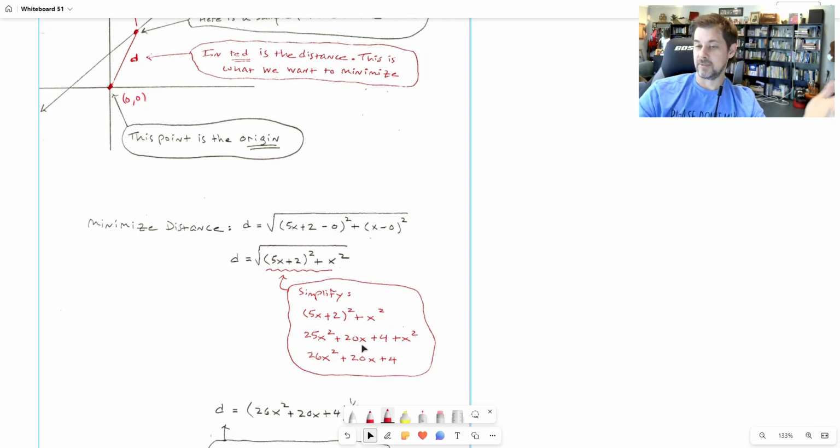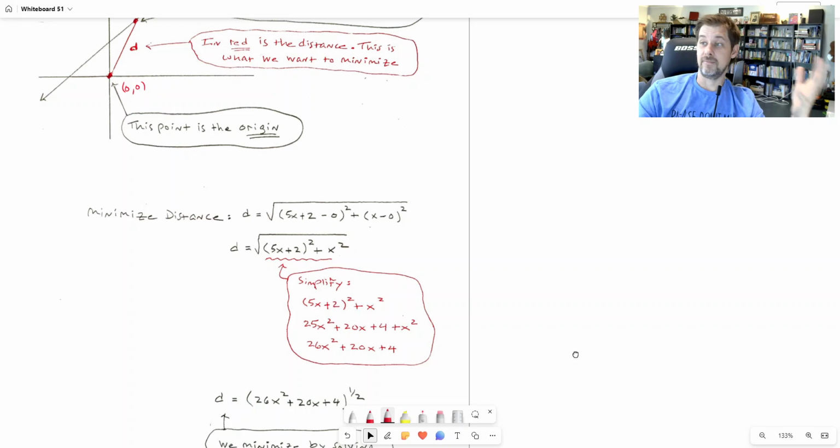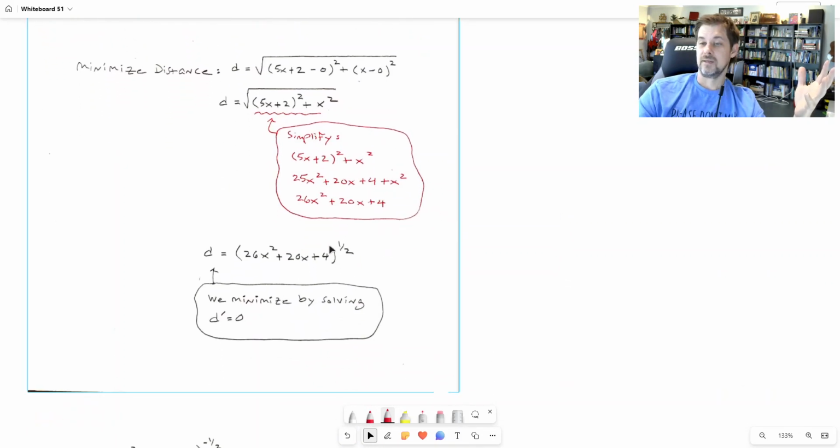I get 25x squared plus 20x plus 4 plus x squared, and then I added the x squared and the 25x squared. I got 26x squared. So just working out the inside that way, I think will make the derivative part a little easier. So I do that, and also for the sake of using the rules of derivatives, I should write this square root as a power of a half. Okay, yes, so there's your formula that measures the distance on that graph. It allows me to find the closest point by minimizing it, right?